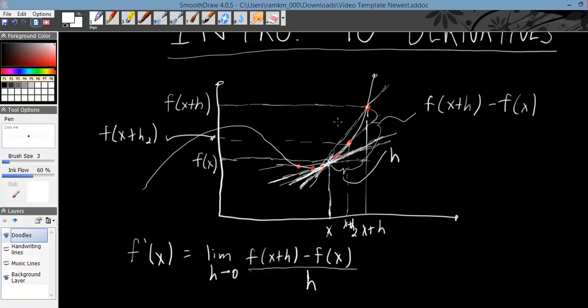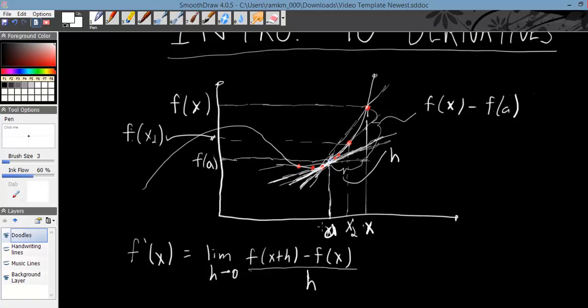But what is it at a specific point x equal to a? Well, if we go back to the graph and call x a, and x plus h we call x2, then instead of considering x, f of x, we'll be considering a, f of a. And instead of x plus h comma f of x plus h, we'll be considering x2 comma f of x2. This is just another possible point x, and its corresponding y coordinate is f of x2.